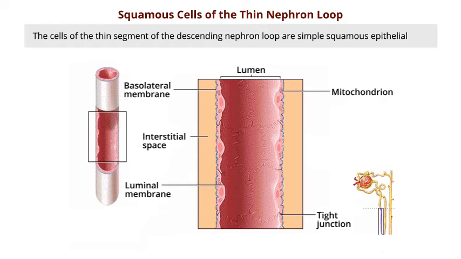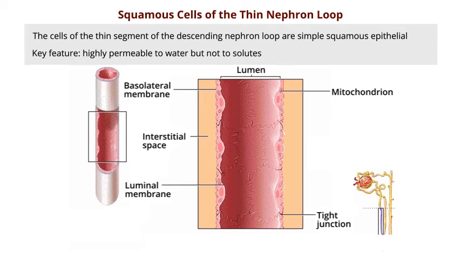In addition, although these cells continue to be permeable to water, they possess relatively few integral proteins that function as active transport molecules for reabsorbing solutes from the filtrate. Consequently, the key feature of these cells is that they are highly permeable to water, but not to solutes.